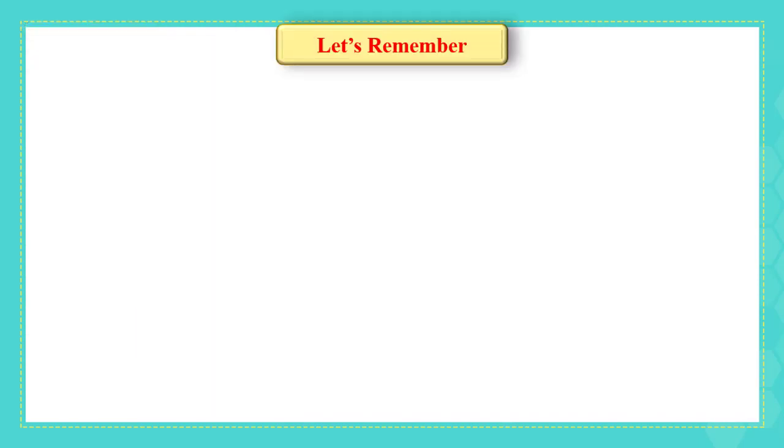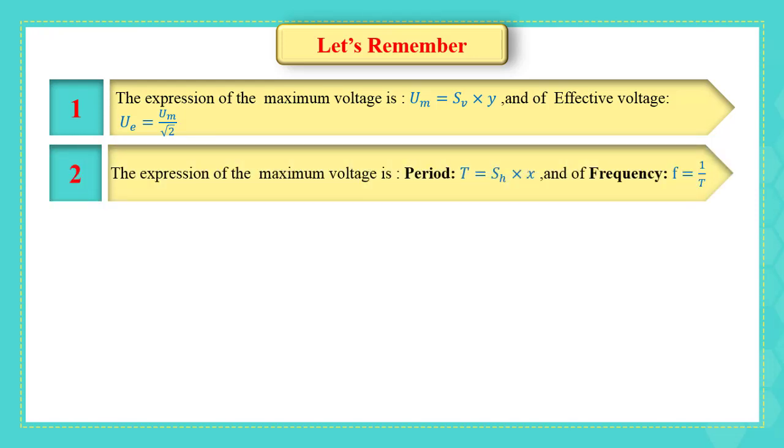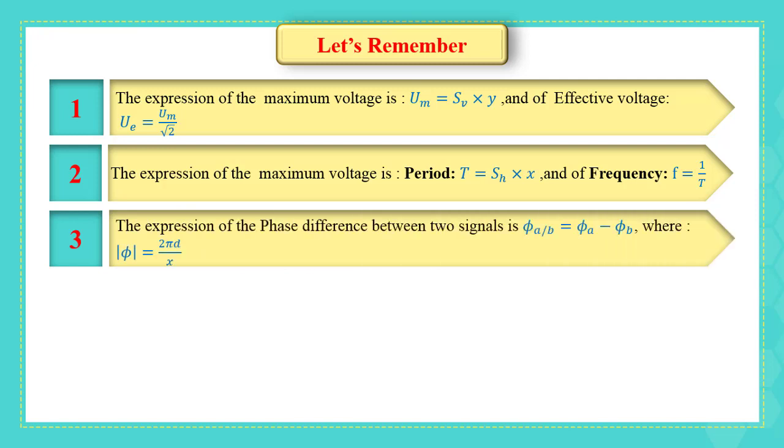First, let's remember: 1. The expression of the maximum voltage is Um equal S_V multiplied by Y, and of the effective voltage is U effective equal Um over radical 2. 2. The expression of the period is T equal S_H multiplied by X, and that of the frequency is f equal 1 over T.